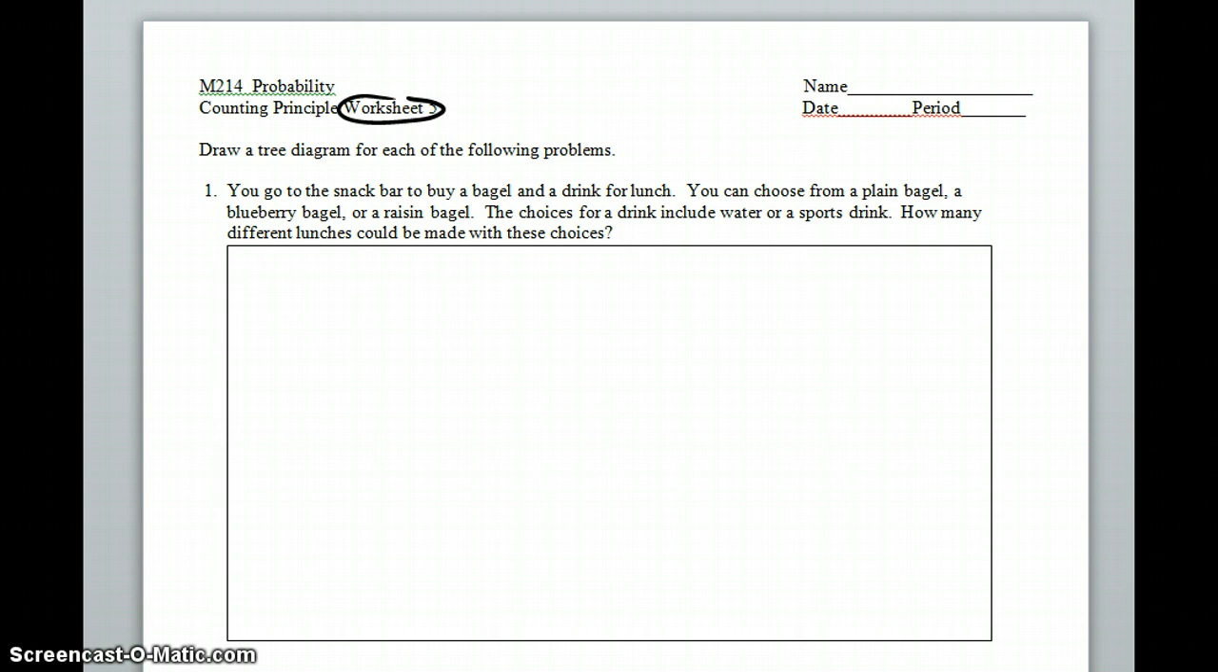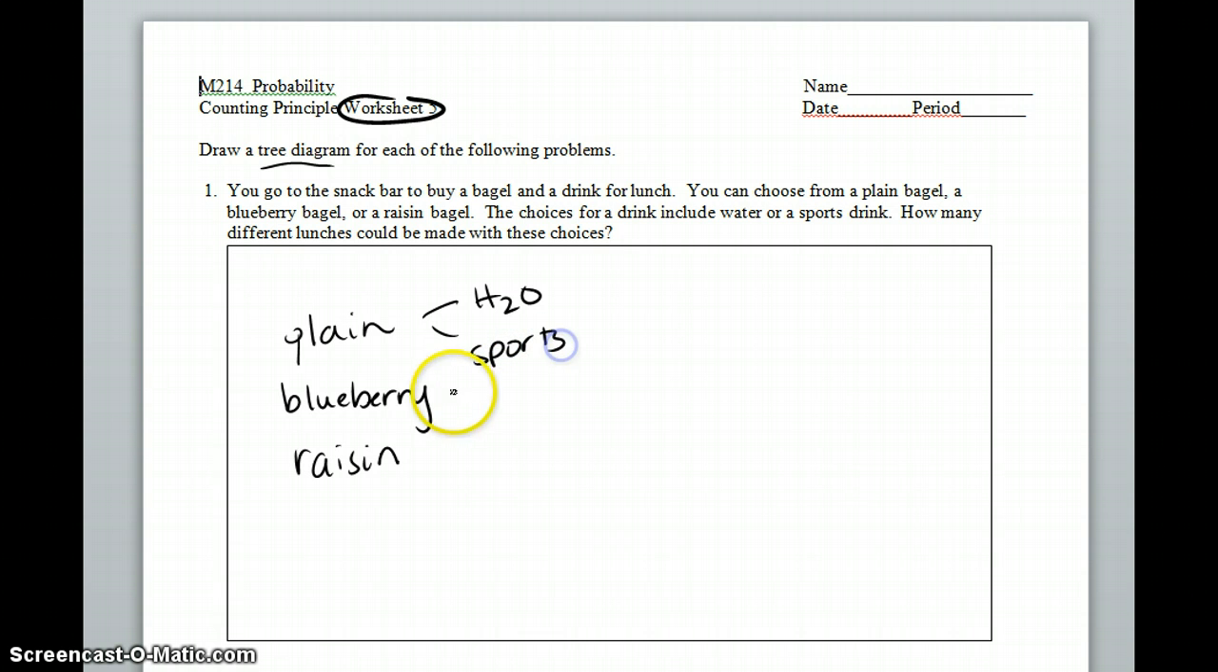Okay. Well, it says draw a tree diagram. So we can buy a bagel and a drink for lunch. We could choose a plain bagel, we could choose a blueberry bagel, or we can choose a raisin bagel. Now, each one of those bagels, though, we can choose a drink. So we can do water or sports drink, water or sports drink, and water or sports drink.